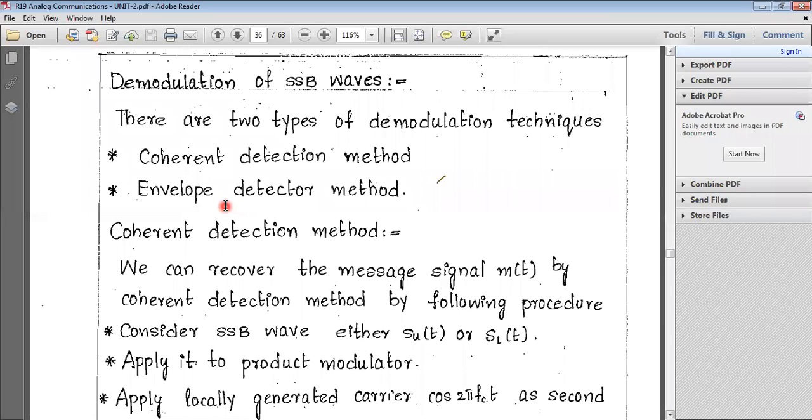So note down, two types of demodulation techniques are: first one coherent detection method, second one envelope detector method. Now put aside the heading: coherent detection method.